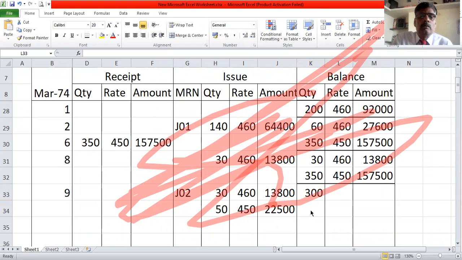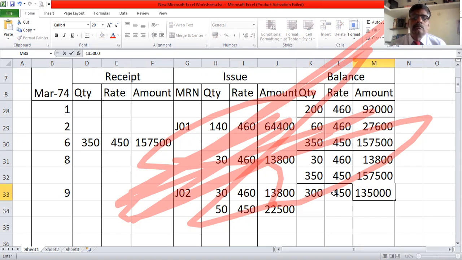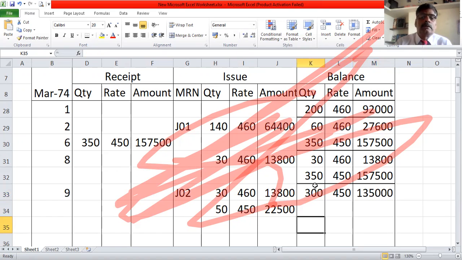Okay. You multiply these two, 300 at the rate of 450. Amount is 1,35,000. This is the balance. First lot complete, remaining balance is this much. Then after this again 14th is an issue. You put underline here. Up to this point you completed.